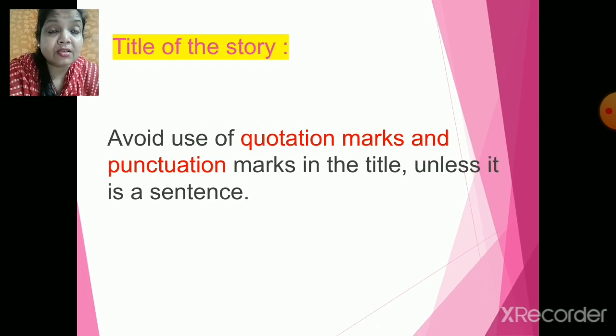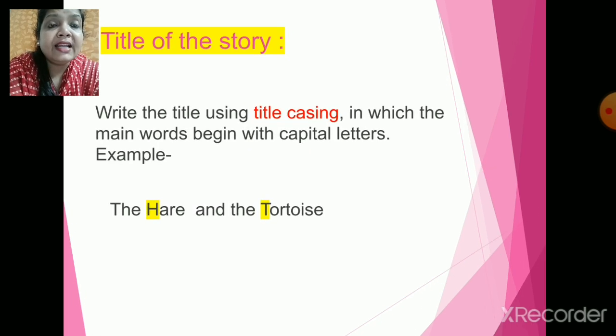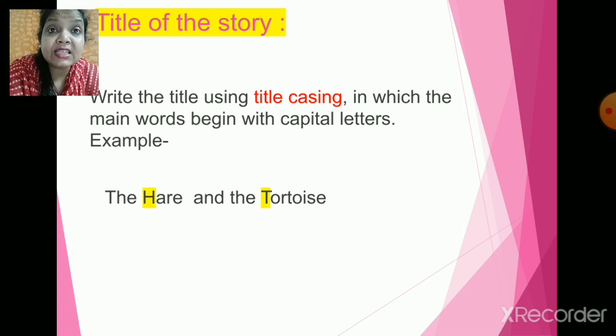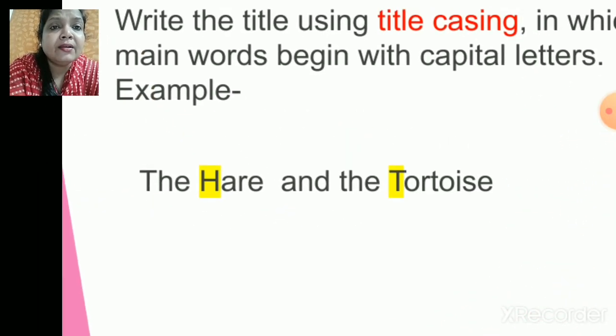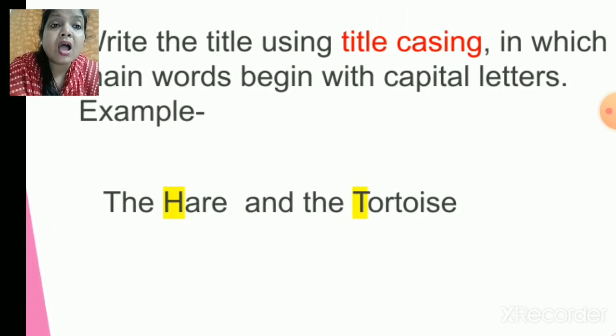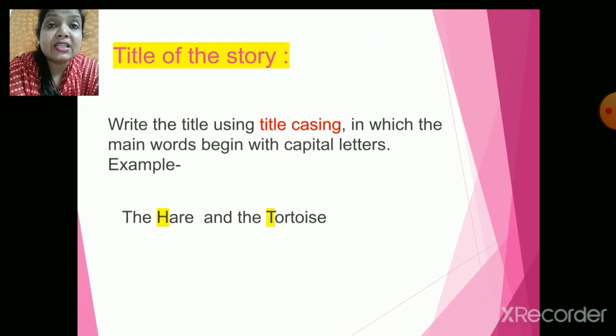You have to avoid using quotation marks and punctuation marks in the title unless it is a sentence. Yes, children, your title should not consist of any kind of quotation marks and punctuation whenever you are giving a title to the story. Now, let us take one example. Write the title using title casing only. Yes, children, you have to use title casing. Now, what do I mean by this? This means that the main words begin with capital letters. Yes, children, the main words begin with capital letters. You can see one example given here: The Hare and the Tortoise. Now, you can check how the title has been given. So, yes, children, this is how you have to give the title to your story.